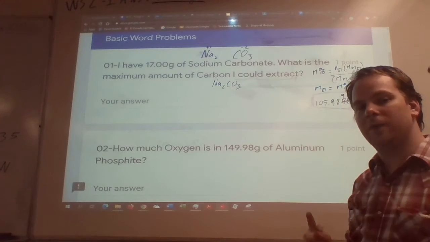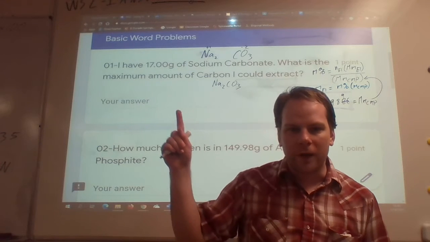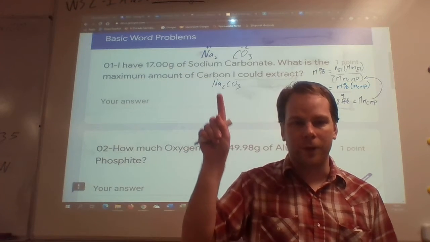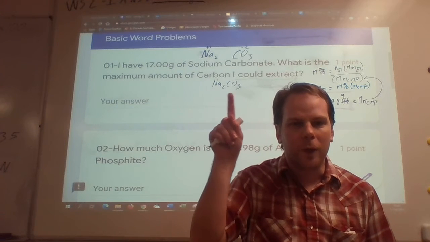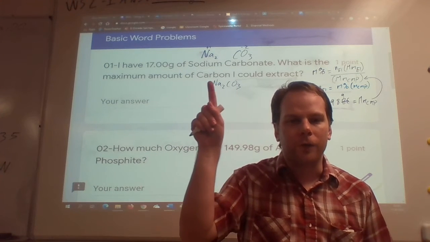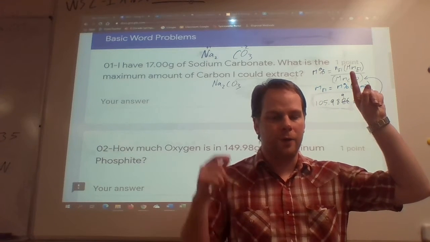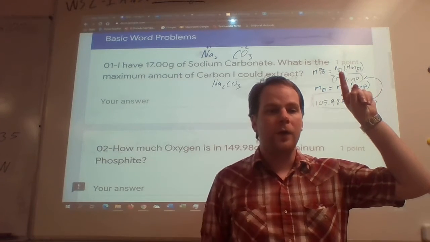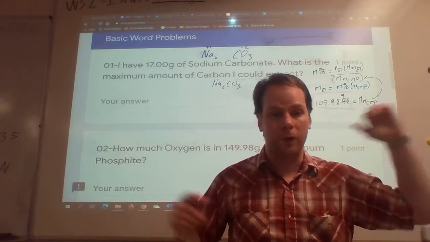Now what we have to ask is, what were we actually trying to find? Well, we're asked the maximum amount of carbon. The carbon is what we're after, so carbon is what goes in the numerator here. So the molar mass of carbon times the number of carbons divided by the molar mass of the compound. We have all three of those.